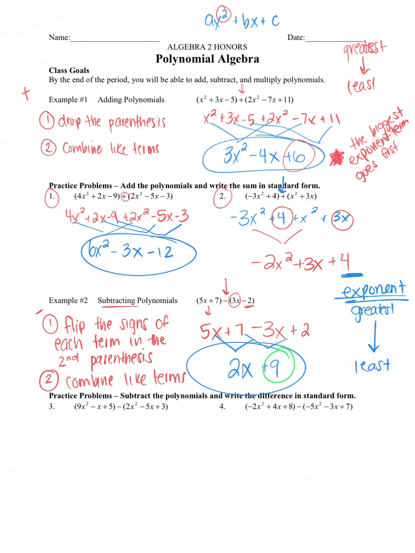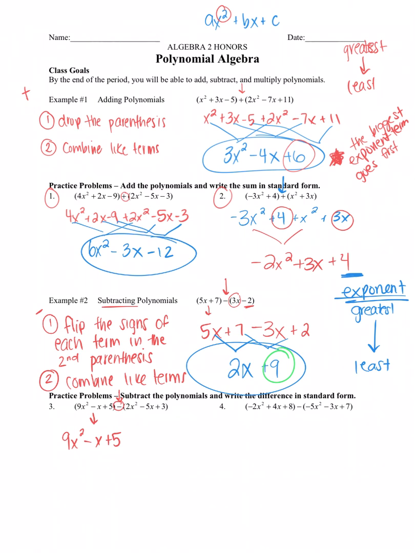Okay, now that you're back, we're gonna go over the answers. So I see a negative sign, right? So I know I need to flip the sign of every term in that second parenthesis. So the first thing I'm gonna do is just keep my first terms in my first parenthesis. The signs do not change.